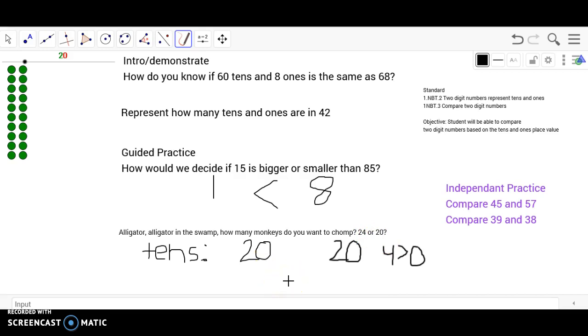Today we learned to compare two-digit numbers by looking at the tens place, and if they are the same, you look at the ones place. Over here in purple, I have your independent practice. I want you to compare by yourself the number 45 and the number 57. Afterwards, I want you to compare the number 39 and the number 38. Remember the strategies we used today. We look at the tens place first, and if they're the same, compare the ones place.